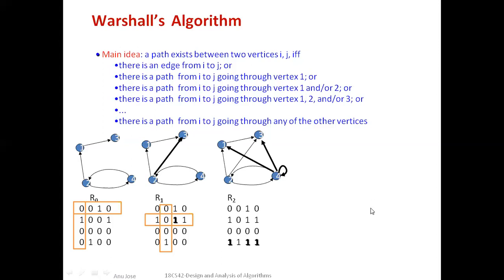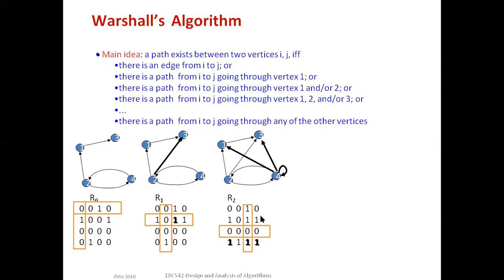Now I should construct R3 from R2. So in this step, you need to select the third row and third column. The third row and third column will be directly copied to R3 as they are.